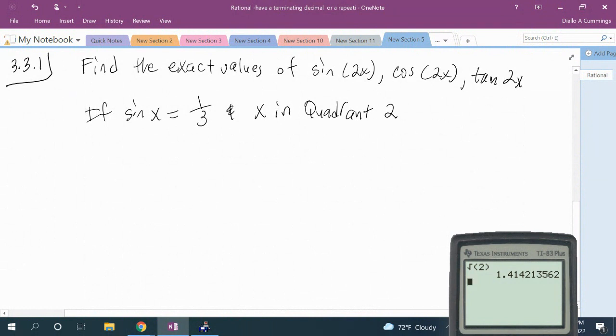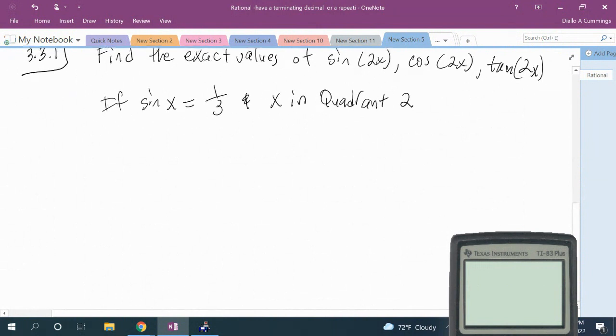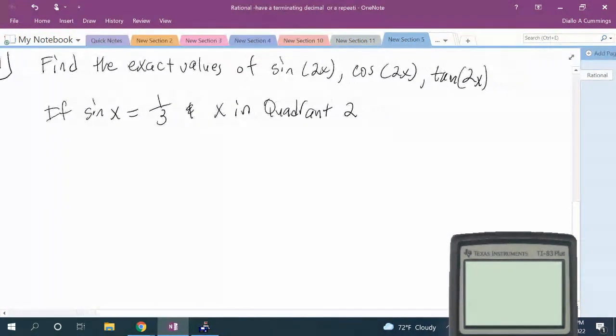All right, so where do we go from this point? We're asked to find the exact values for the sine of 2x, the cosine of 2x, and the tangent of 2x. So the first thing I'm going to do is refer to the formula sheets. The first thing we're going to try to do is find the sine of 2x.